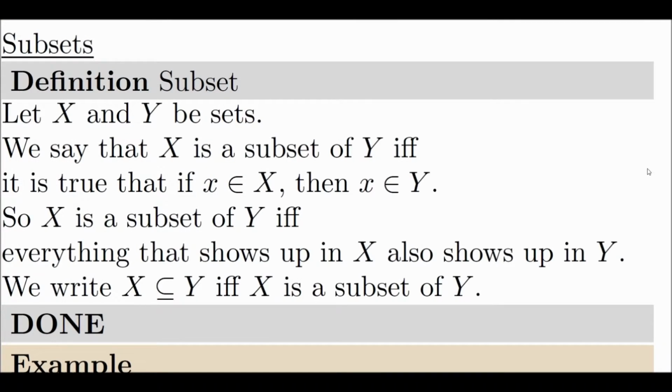So here's what it means for one set to be a subset of another set. Let's say capital X and capital Y are sets. We'll say that capital X is a subset of capital Y if it's true that whenever little x is in capital X, then little x has to be in capital Y. So capital X is a subset of capital Y if everything that shows up in capital X also shows up in capital Y. We'll write this whenever X is a subset of Y. So you'll write a sideways U with a bar underneath it. That just means that X is a subset of Y.